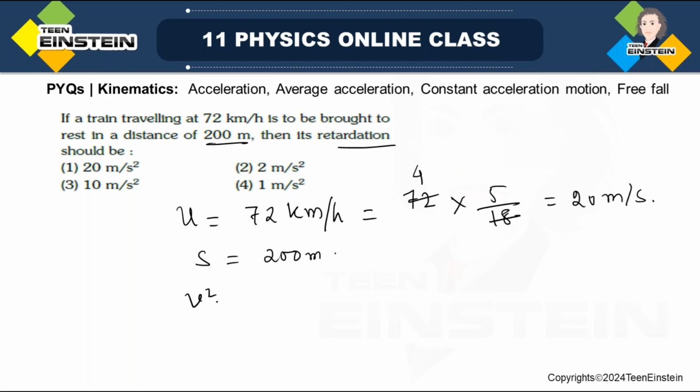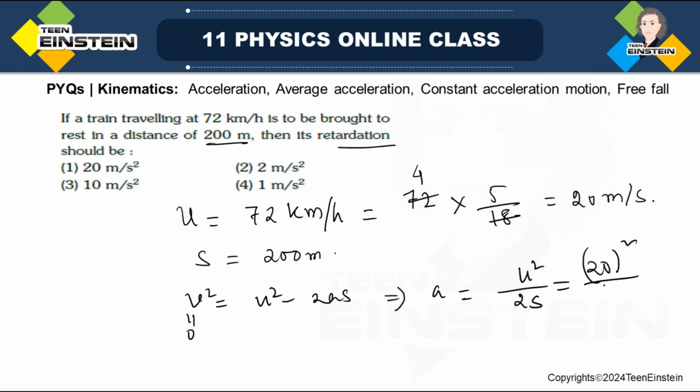We know this formula, right? V square is equal to u square minus 2as if this is decelerated motion. If I want to stop it, then the final velocity is going to be 0. Then we have to find out the retardation. So retardation a will be u square by 2s. What is u? 20. Use this by 2 into s. s is how much? 200. So this will be actually 1 meter per second square. Retardation will be 1 meter per second square. So option 4 will be the correct answer for this question.